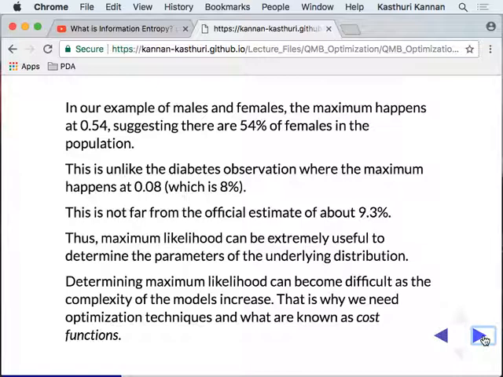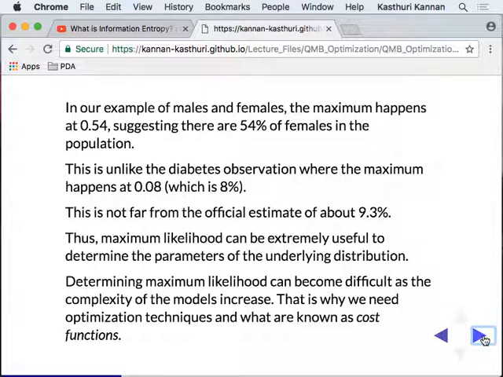So this can be an extremely useful tool to determine the underlying parameters of your model. The parameters, meaning the mean here. If you have this binomial distribution, the parameter is the probability of observing the number of females in the population, or the number of people with diabetes. But determining maximum likelihood can be difficult as the complexity of the models increases.